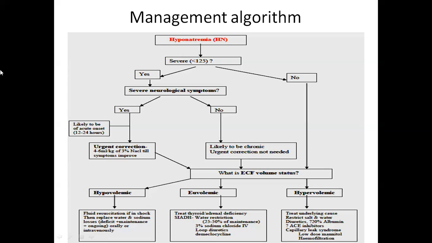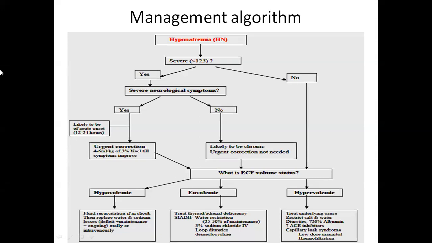Nothing else you need to do. Usually they get corrected with one dose of 3% NS. If not improving, give one more dose, but check the sodium. If the sodium is crossing 125, you need to stop the infusion because that's not the reason for the symptoms. If the child is asymptomatic, it is most likely chronic. Then you need to think of what the cause is, whether hypovolemia, euvolemia, or hypervolemia.